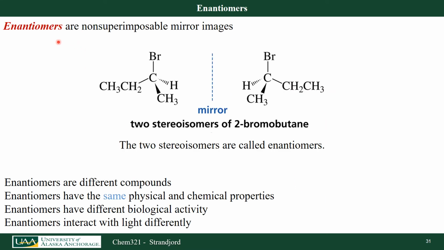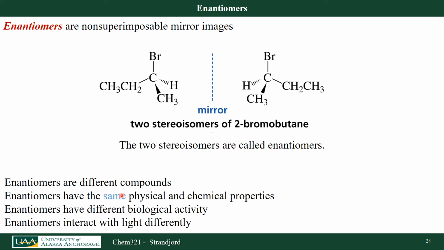We have a word for these non-superimposable mirror images. We call those enantiomers. It's just a big word that scientists have come up with. So if I have a chiral carbon, represented here on these 2 carbons, I have 2 molecules that are mirror images of each other. They're non-superimposable. We call those enantiomers. Enantiomers are different compounds. They are stereoisomers of each other.